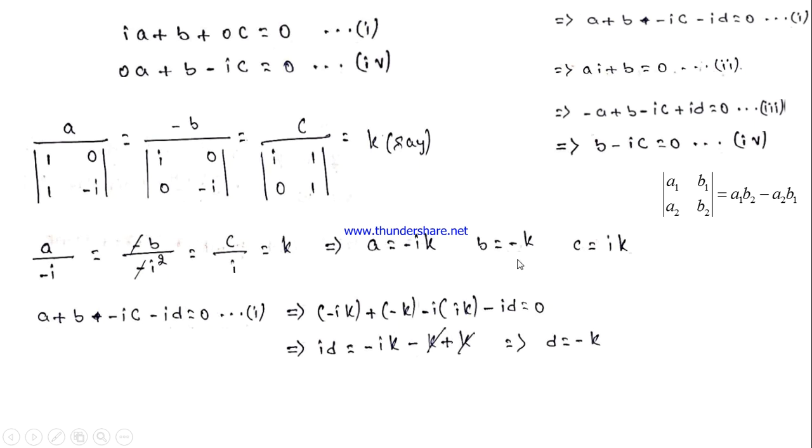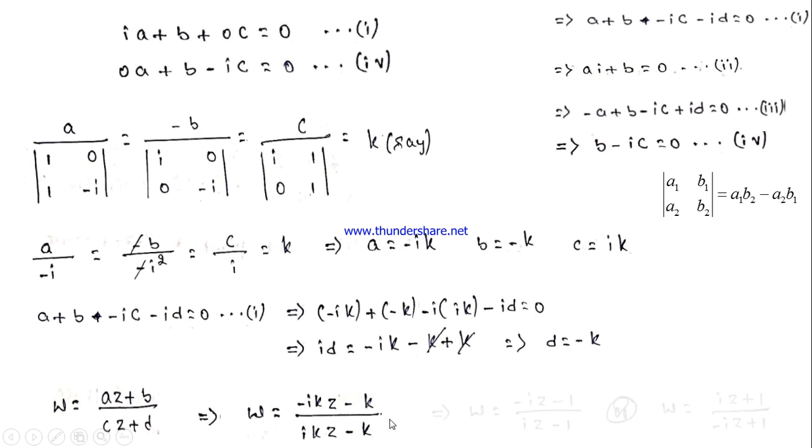Now if I know all these four constants, substitute them back in our bilinear transformation, (az plus b) by (cz plus d), that is equal to minus ikz is your a, and this is your b, and this is your c, and d is minus k. But you can note, k is common in both numerator and denominator. That will just give us minus iz minus 1 divided by iz minus 1, that is w equal to (iz plus 1) divided by (minus iz plus 1). So this is the required bilinear transformation.